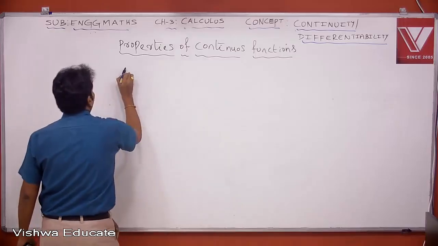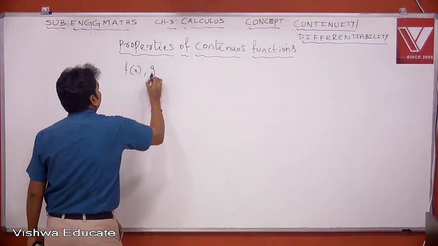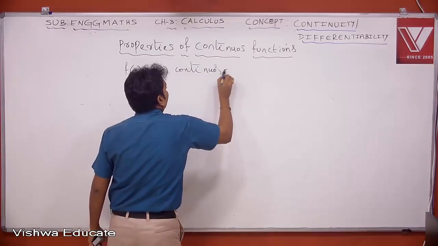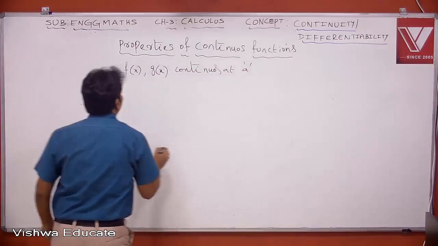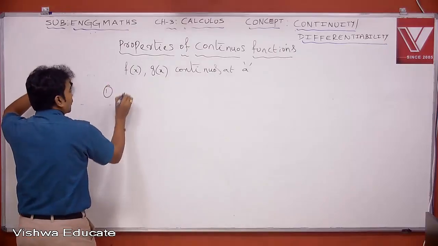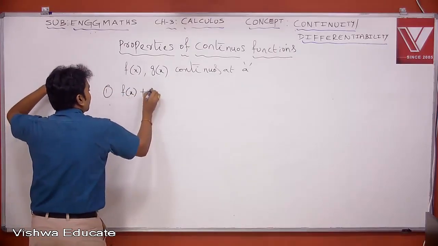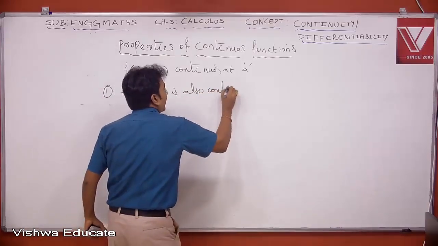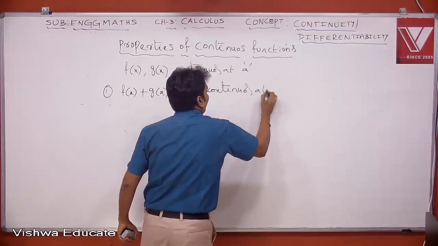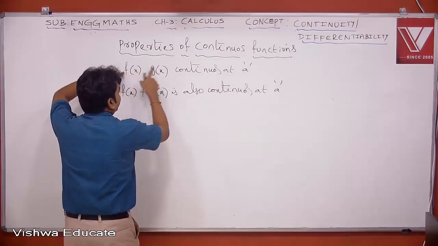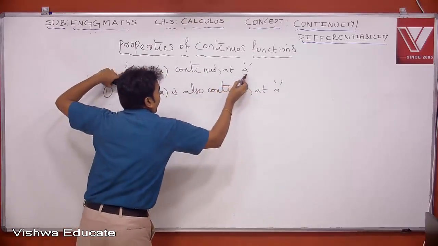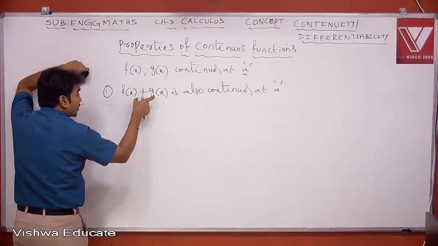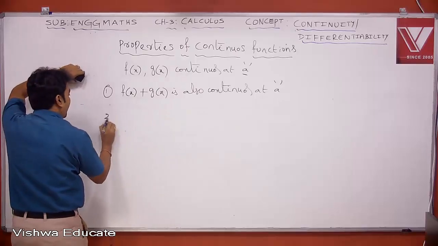Suppose we have two functions, f of x comma g of x. Assume that both are continuous at a point A. Then in that case, their sum is also continuous. That is f of x plus g of x is also continuous at the same point A. So f of x and g of x both are continuous at point A. Then when you combine these using plus, I will get a new function. Even its graph is also continuous at the same point A.